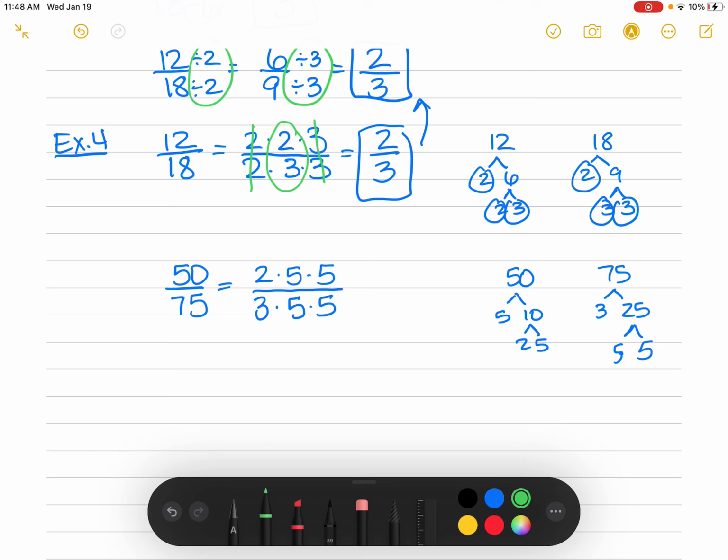And then I'm going to cross out the ones they have in common. And I just made up this number in my head. This wasn't in our book or anything, and I got the same thing as the one above. So 50/75 is also 2/3. So that means these two are also equal. Okay, so that's how you do this third way of doing things.